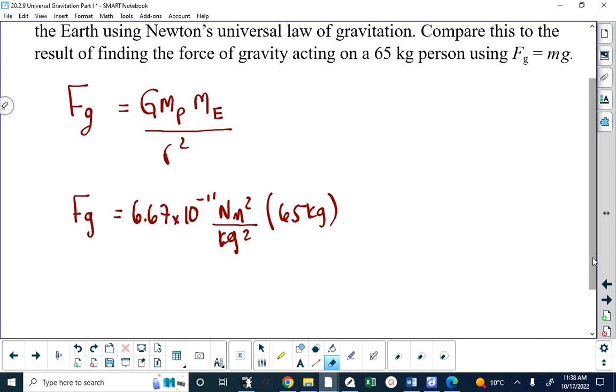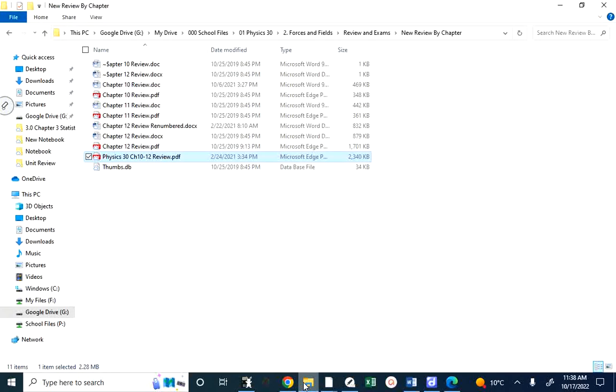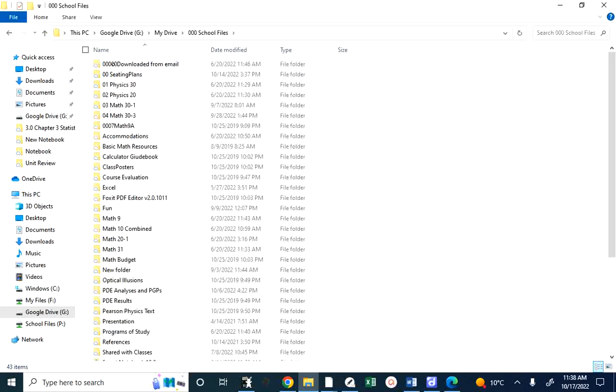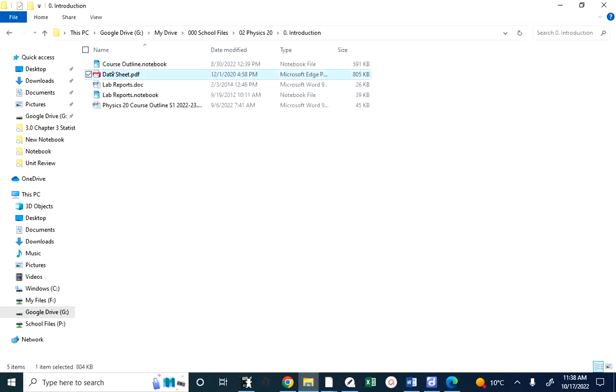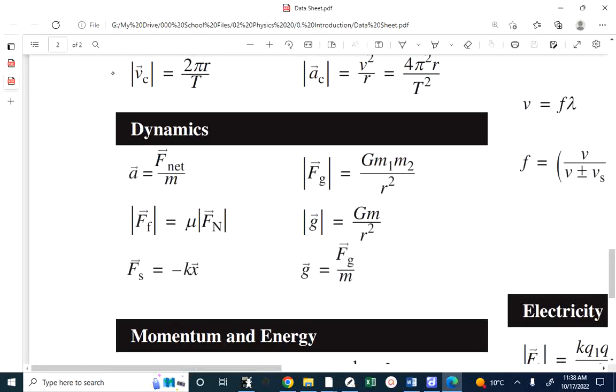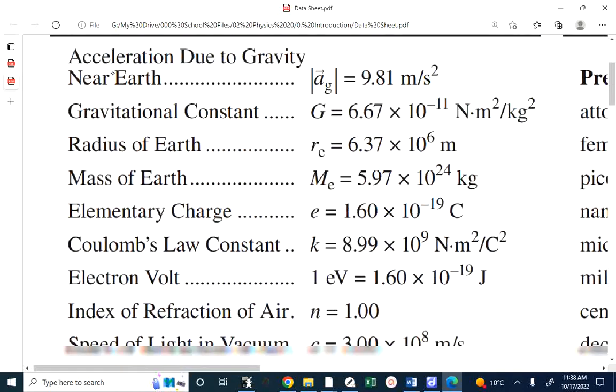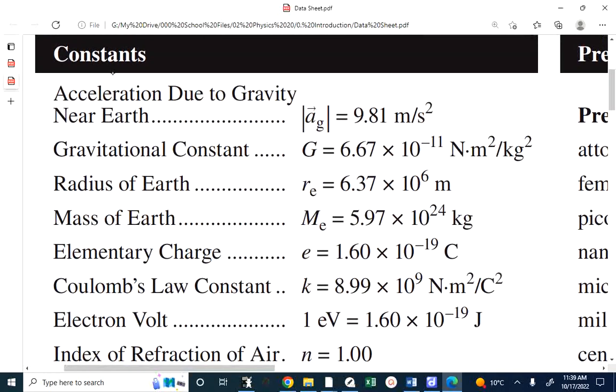Well, you're not expected to memorize the mass of the Earth, but it is on your formula sheet if you ever need to use it. And it's on the side with your constants. There it is. Mass of the Earth is 5.97 times 10 to the 24 kilograms.